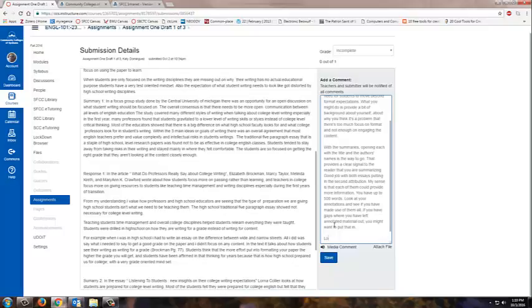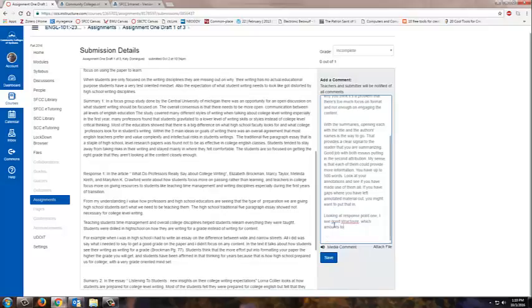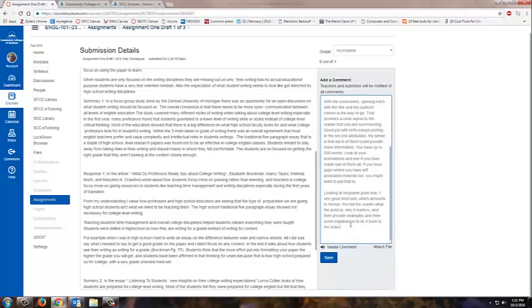So we'll say, looking at response point 1, I see good structure, which amounts to format. Typo troubles. Okay, you tell the reader what the point is, why it matters, and then provide examples and then some explanation to tie it back to the main idea.